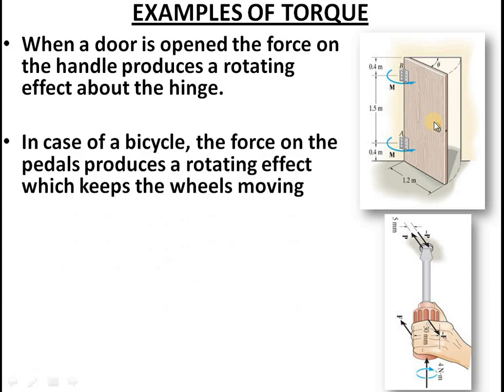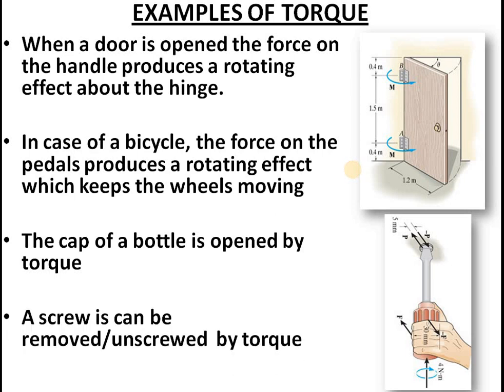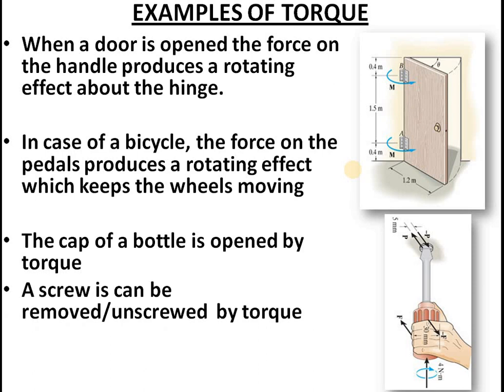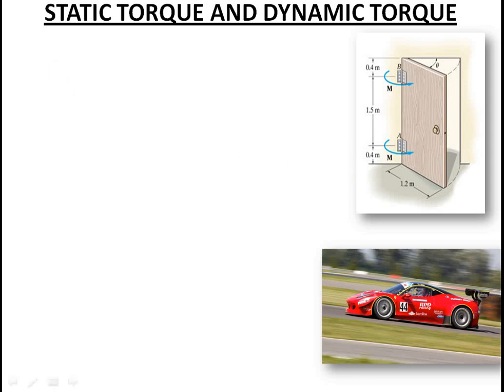In the case of a bicycle, force on the pedals produces a rotating effect. That is a very well-known idea to you. The cap of a bottle is opened by torque. You have to apply sufficient torque to open the cap of a bottle. A screw can be removed or unscrewed by torque. For loosening and tightening a nut and bolt, you have to apply torque. Those are common examples. And now come the terms static torque and dynamic torque.